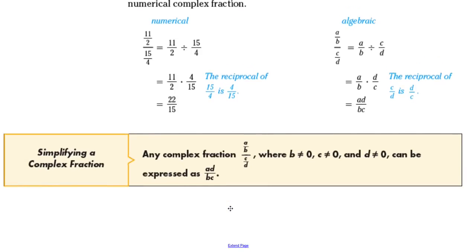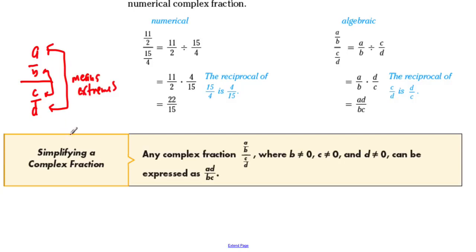Okay, and if you notice, we already talked about this. Let me just jog your memory here. If you have a over b all over c over d, we simply multiplied those two, and we called it our means and extremes. So you have your means and you have your extremes. You multiply those, you have ad, and you multiply b and c, you have your bc.